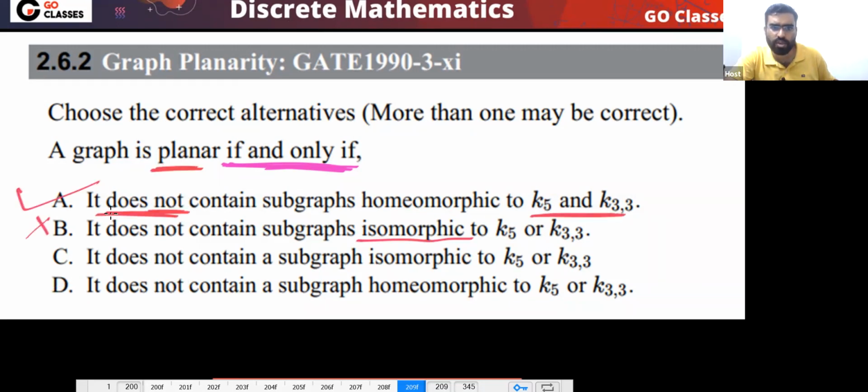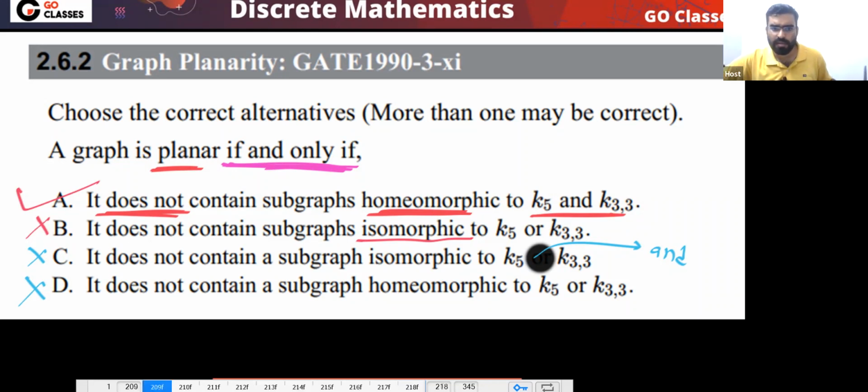Does not contain a subgraph homeomorphic to this or this and this. Okay, I think this statement should be and. So this statement is also not correct, and this statement is also not correct. Is this clear to everyone? Please tell me. Is this clear? Okay, so this homeomorphic word is important.